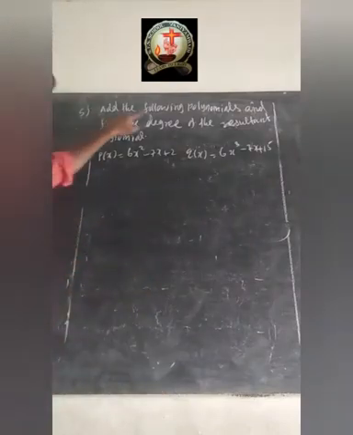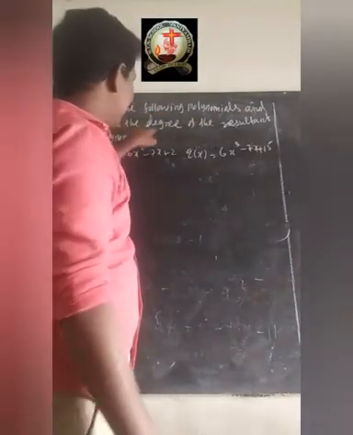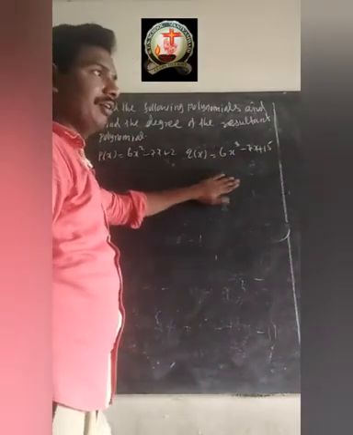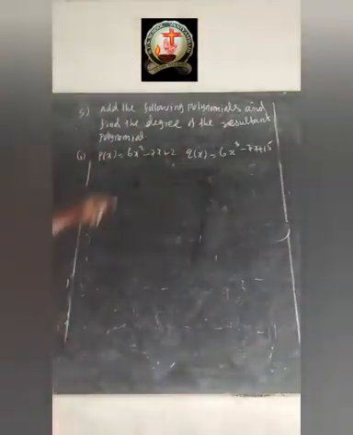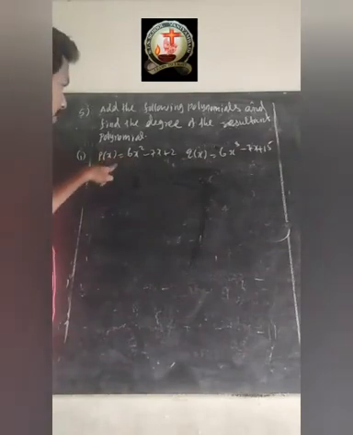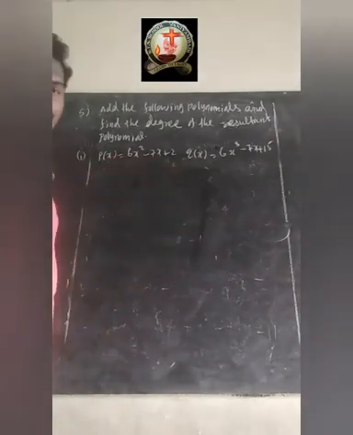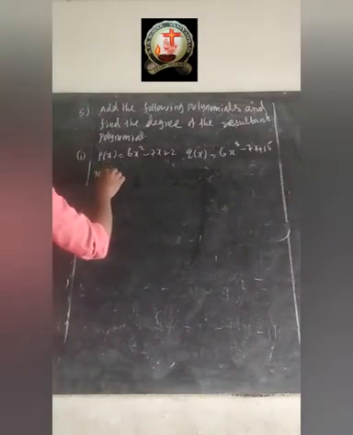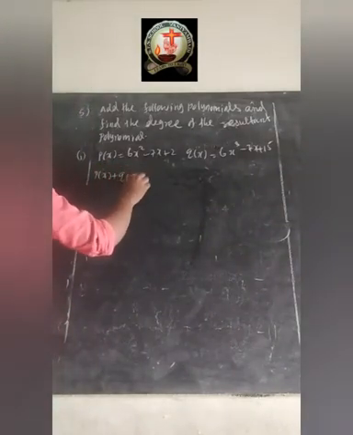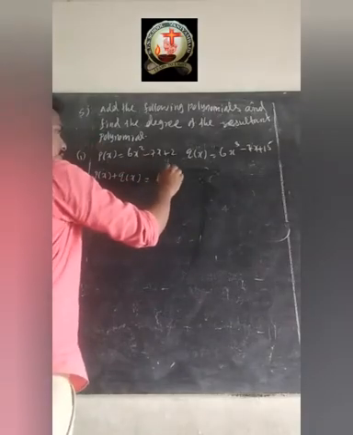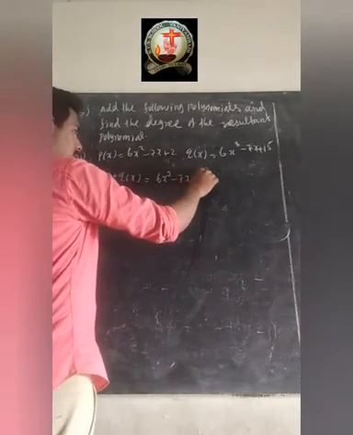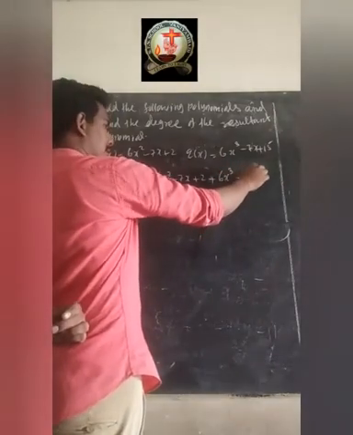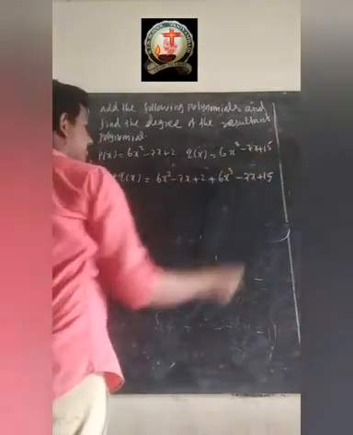Next question. Add the following polynomials and find the degree of the resultant polynomial. After adding, we have to find the degree of the resultant polynomial. So p of x is given, q of x is given. They are saying to add the polynomials. First, p of x plus q of x. P of x value is 6x square minus 7x plus 2. Here, q of x value is 6x cube minus 7x plus 15.